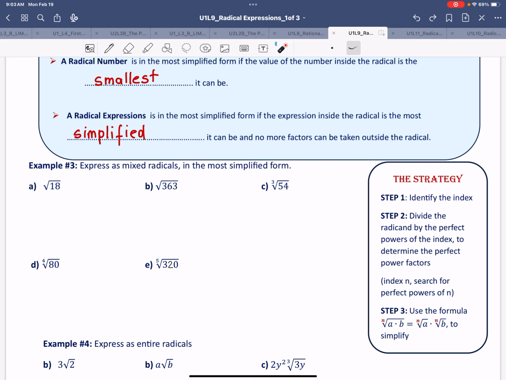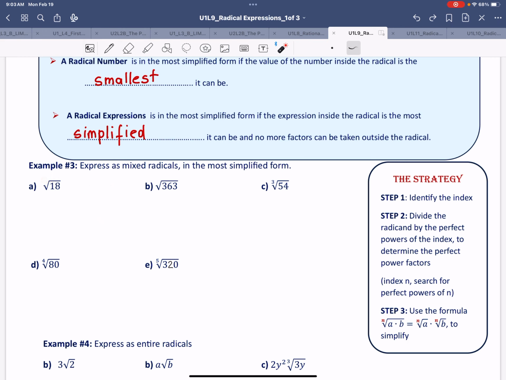So how do we approach this? Step number 1, we have to identify the index. That's very important. In the first example, as you can see, we have the square root. That means the index is 2. Because the index is 2, we know that the square root of a perfect power of 2 is equal to its base.